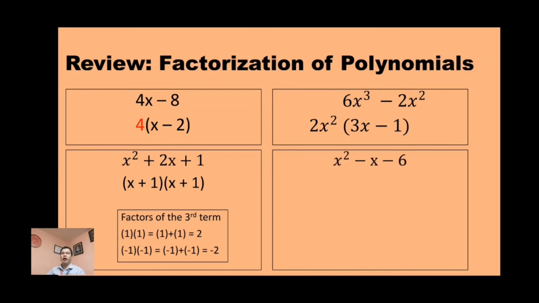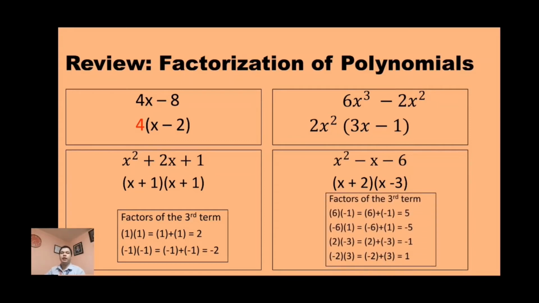Next, factor out this polynomial: x squared minus x minus 6. Again, the first step here is to factor out the first term, which is the x squared. So the factors of x squared is equal to x times x. Then the second step, factor out the third term. So what are the factors of negative 6? 6 times negative 1, negative 6 times 1, negative 2 times 3, and 2 times negative 3.